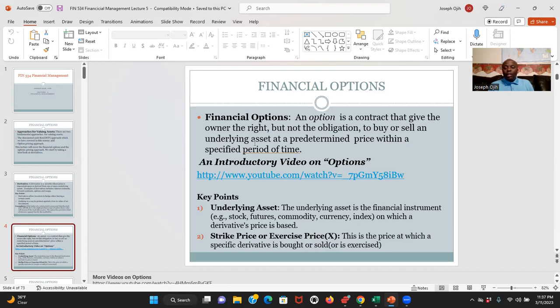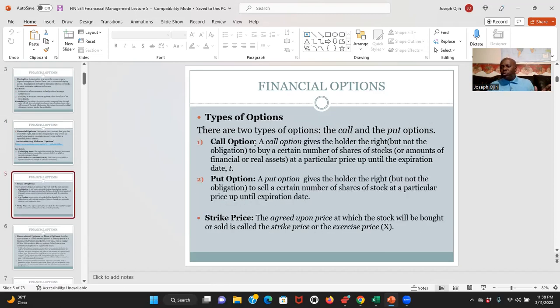The price at which a specific derivative, like an option, is bought or sold, we call a strike price or exercise price. We use the letter X to represent that. When you buy or sell an option, we say that you are exercising the option. That strike price is the price at which that option is bought or sold, or is being exercised. In this lecture, we just give you a general background of what an option is and how you can make money from it. Then in the subsequent lectures, I can show you how to value options.